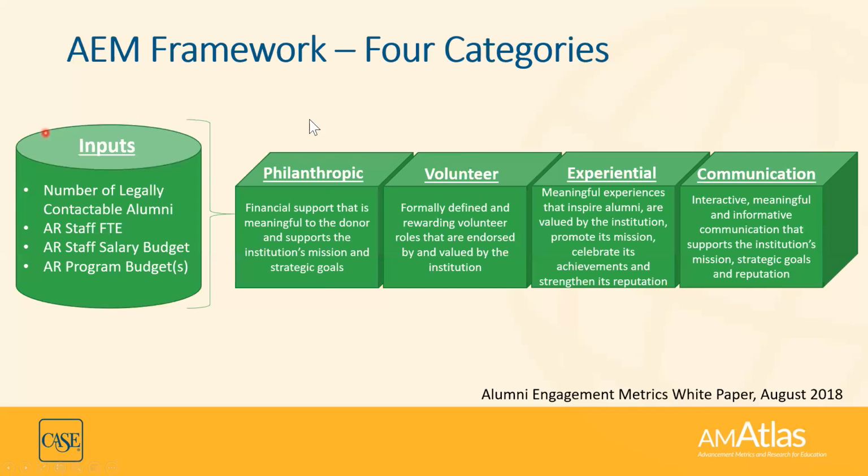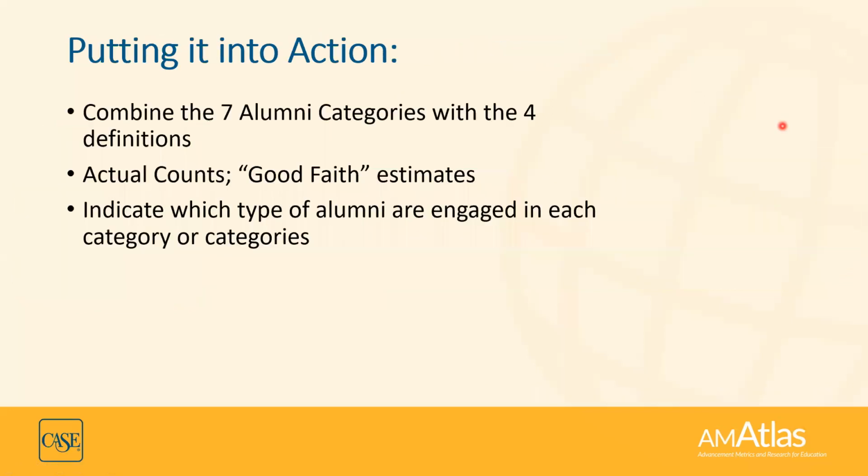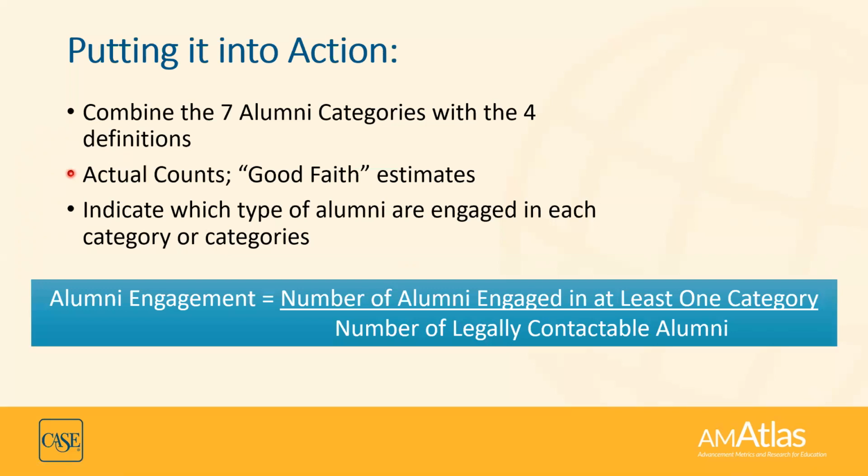Next, you will see the 4 ways that alumni can be engaged: philanthropic, volunteer, experiential, and communication. We'll examine these in more detail in section 2 of the survey. So let's bring this all together. In this survey, you will see that we are asking you to provide counts or, at the very least, good faith estimates of these 4 modes across the 7 alumni categories. The outcome being that we get a count of the number of engaged alumni in at least one of the 4 modes that is then divided by the number of legally contactable alumni.